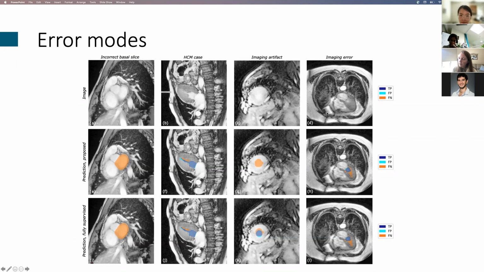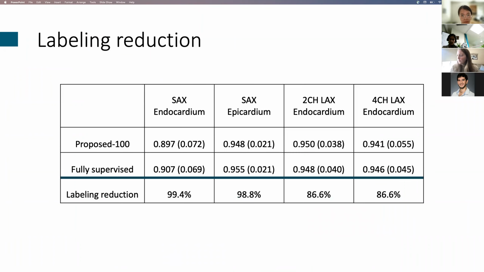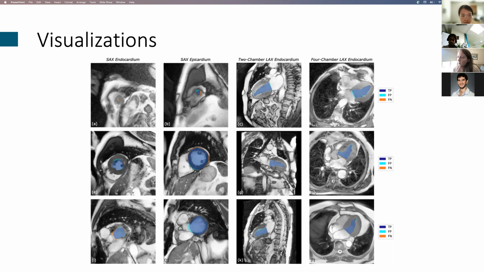Imaging error is kind of the same thing, so there's something abnormal with the image based off of the imaging protocol. And this first case, I'm not going to go too deep into, it's kind of cardiac specific. So let me go back to where we were. So this is the labeling reduction table. These are the median performing images for each task.